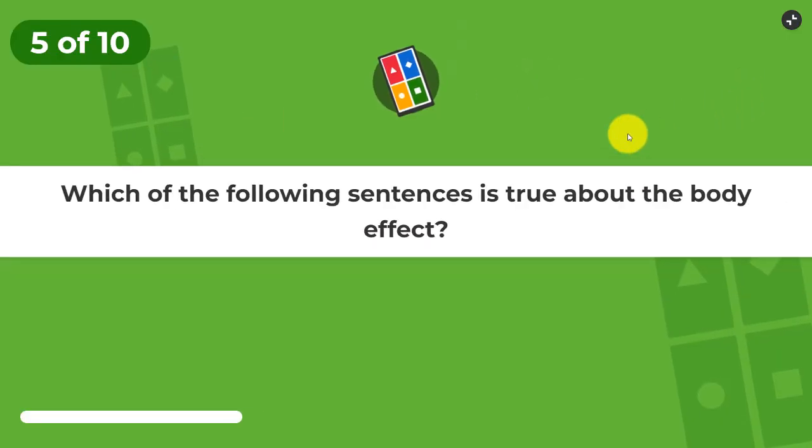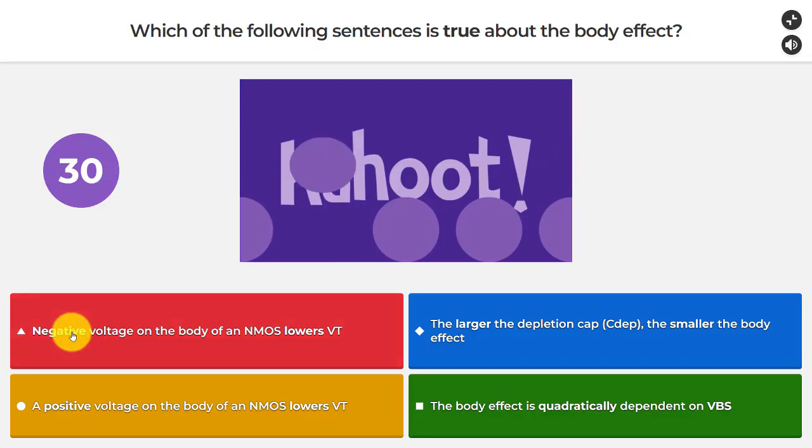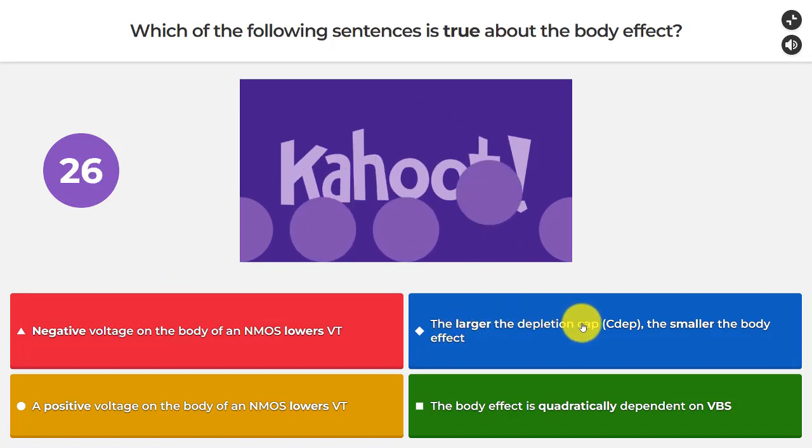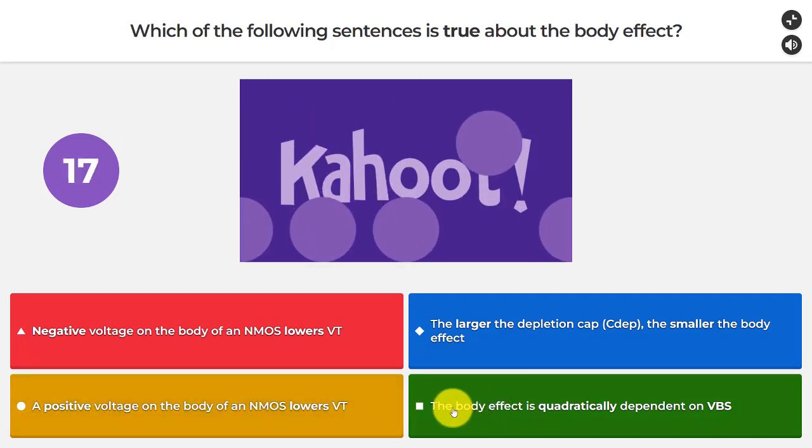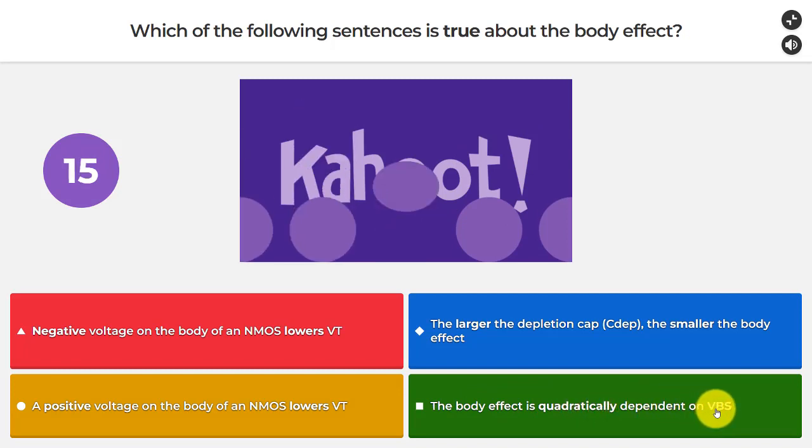Question number 5. Which of the following sentences is true about the body effect? First, negative voltage on the body of an NMOS lowers VT. Second, the larger the depletion cap, C dep, the smaller the body effect. Third, a positive voltage on the body of an NMOS lowers VT. And fourth, the body effect is quadratically dependent on VDS.